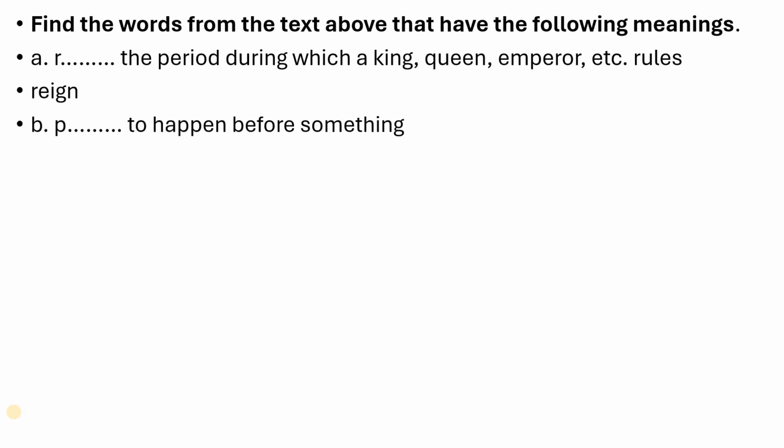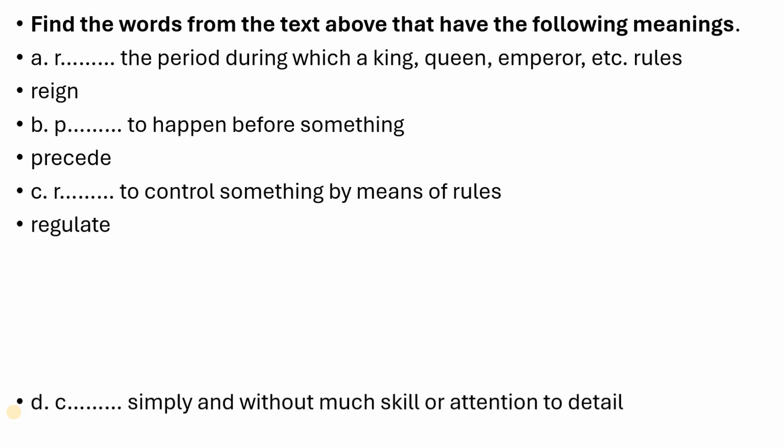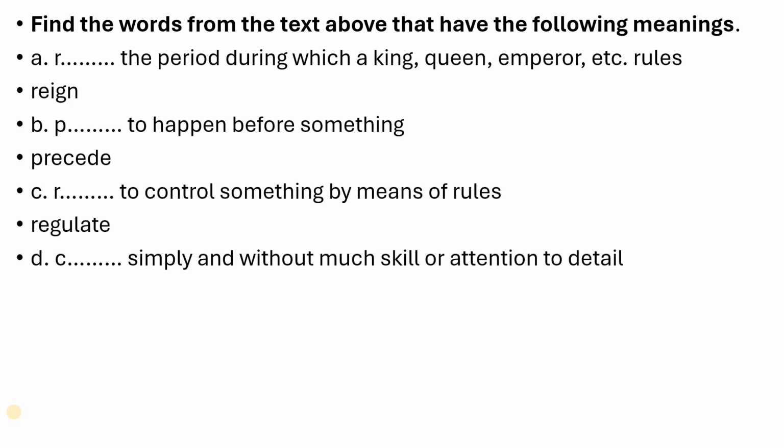Second, to happen before something. It starts with P, okay, precede. So the first letter is given here, precede. Now see, to control something by means of rules. It starts with R. What's the word? The word is regulate. Next, simply and without much skill or attention to detail. Find the single word that starts with C. This is carelessly.